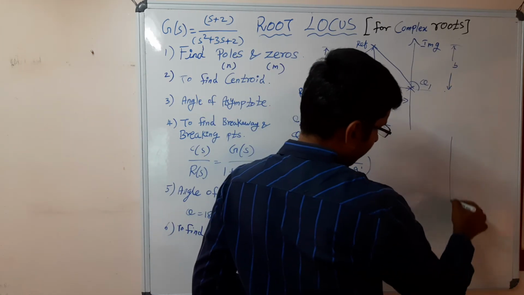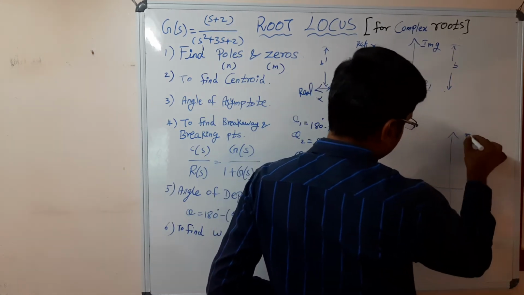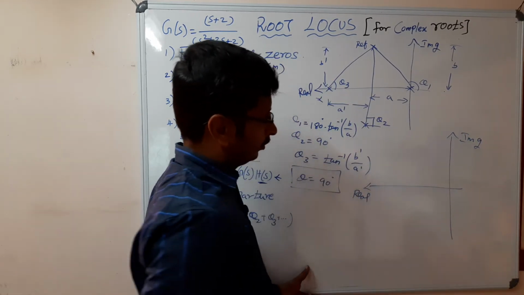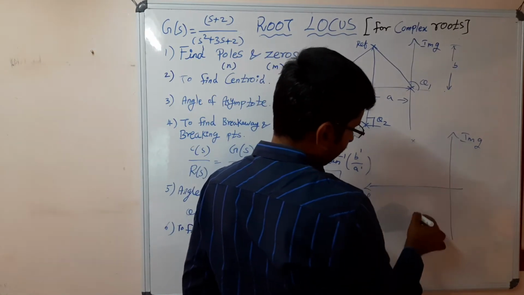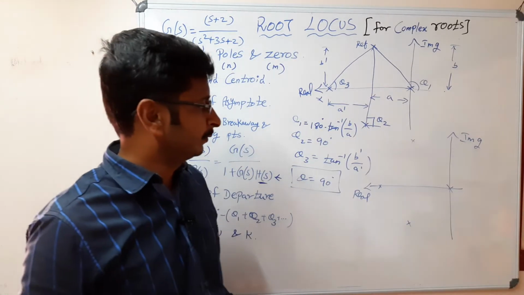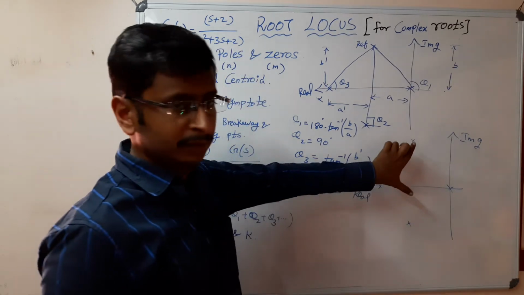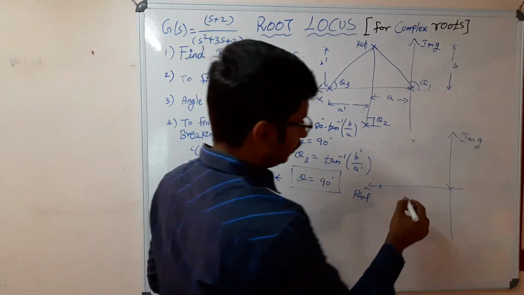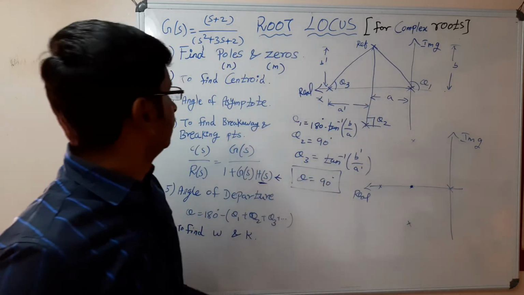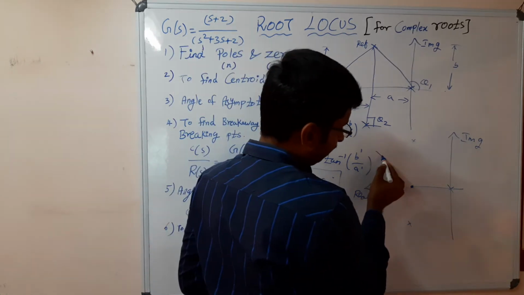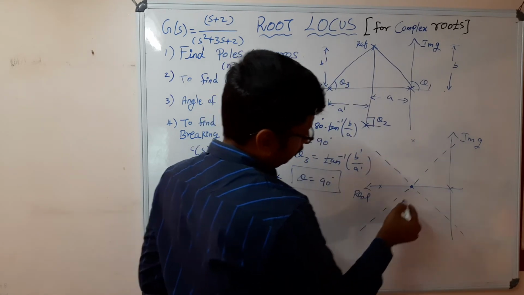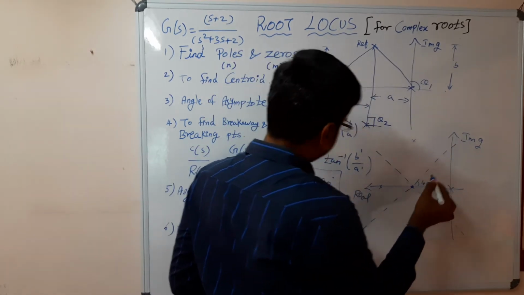So the procedure to plot your root locus: this is your imaginary axis, this is your real. So you are having complex poles and real poles and zeros on the real axis. Step number 1, you mark your poles and zeros. Step number 2, you need to mark your centroid. Let me assume my centroid at this point, this is my centroid. And the third one is the angle of asymptote. Let me assume my angle of asymptote as 45 degree.